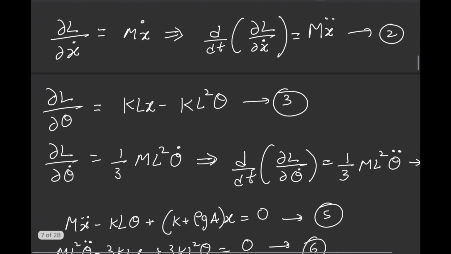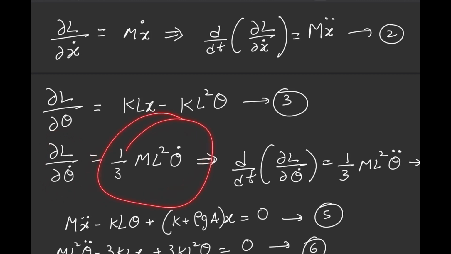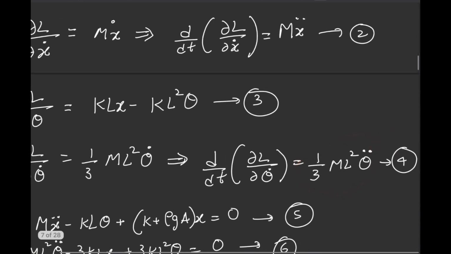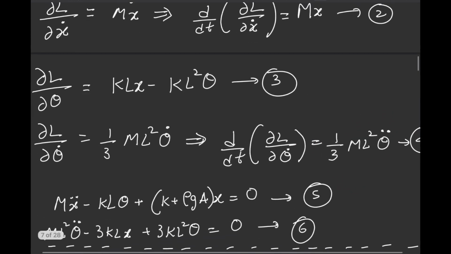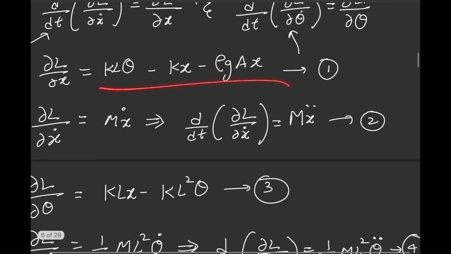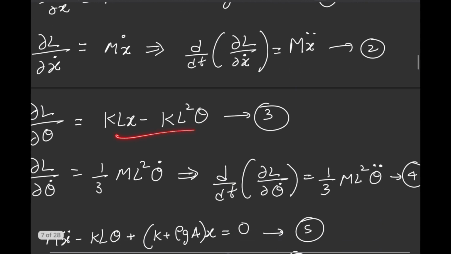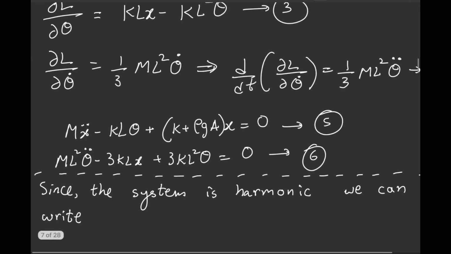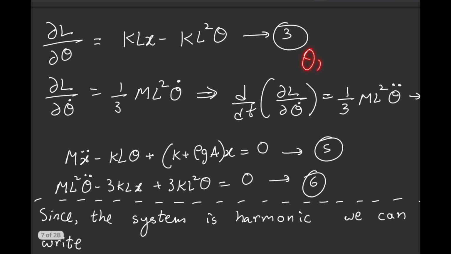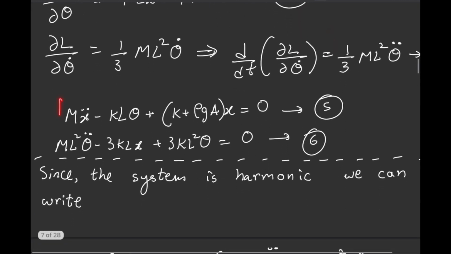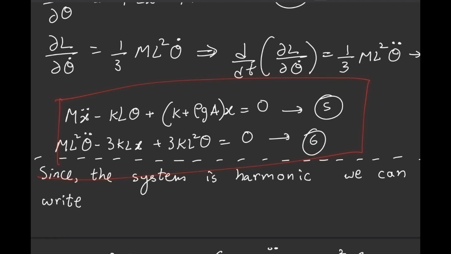Now similarly you get dou L by dou theta as k L x minus k L squared theta, and dou L by dou theta dot is nothing but 1 by 3 m L squared theta dot, and differentiate this again with respect to time. You get 1 by 3 m L squared theta double dot. So we have 4 equations, 1, 2, 3, 4, and we have 4 unknowns. Assuming theta dot and all to be independent, you get this.